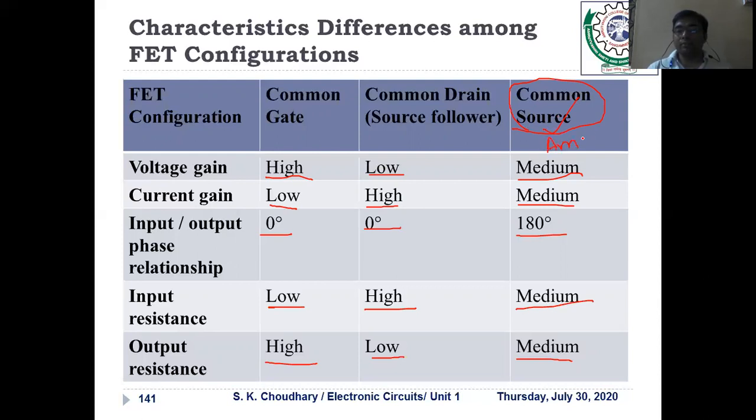It is best suited for audio applications. All the parameters are balanced here. Nothing is very high, nothing is very low. And the common gate you can use as a pre-amplifier. It is basically used in the output stage of any amplifier circuit. So this is the comparison of all these 3 configurations.